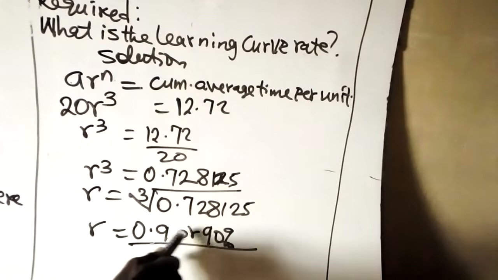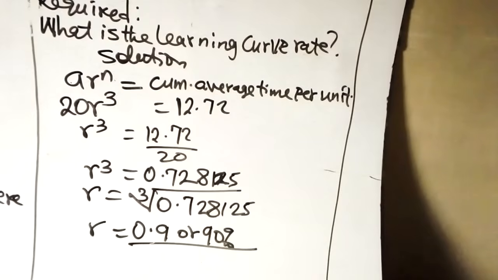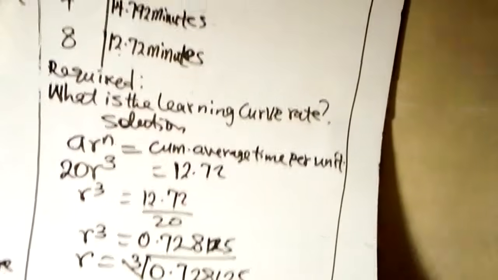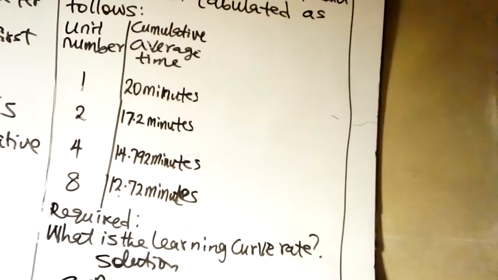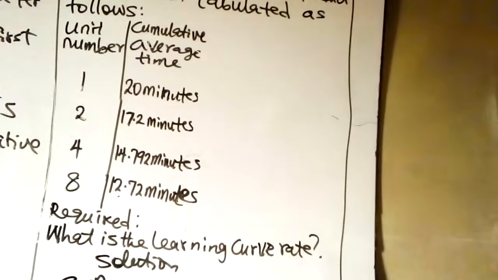If you multiply 0.9 by 100, it will give you 90%. So that is 90%. That is with the use of the algebraic approach. Then if you want to use the tabular approach, that means you will need to find the percentage decrease in this cumulative average time.